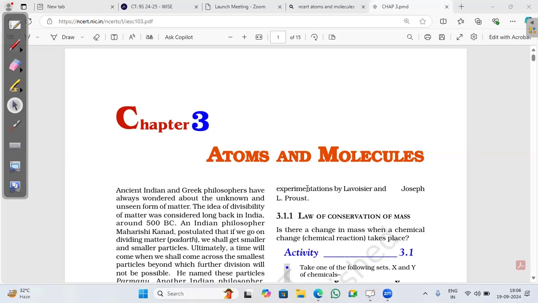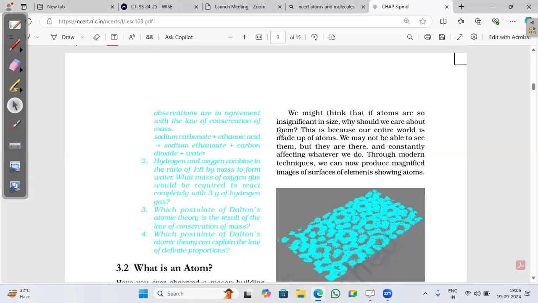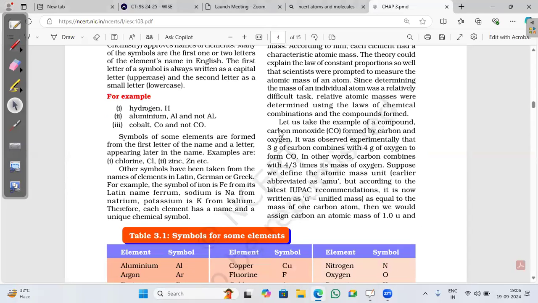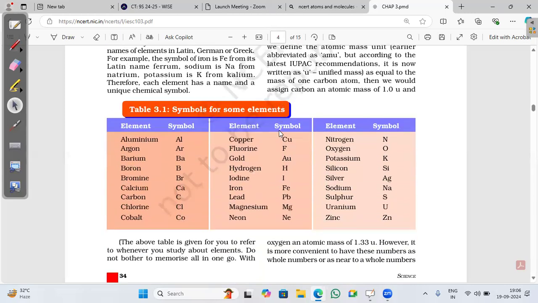Okay, we had studied up to atomic numbers and atomic mass. We had also seen the symbols, and in the last class we learned the symbols. I hope everyone will be able to remember them. Here you can see all the symbols once more.